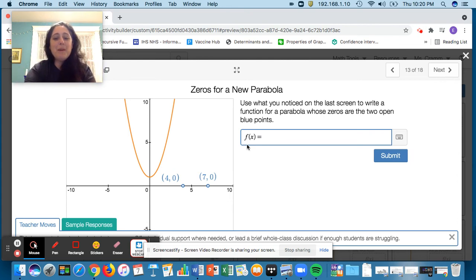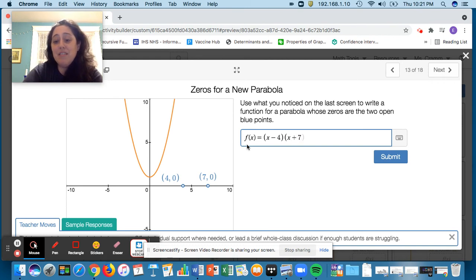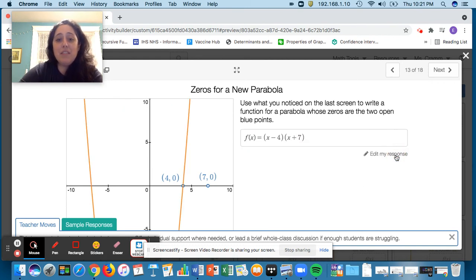So maybe, all right, maybe x minus 4 and x plus 7. Okay, let's see. So I got one of them correct, right? So this x minus 4, if I replace x with a positive 4, 4 minus 4, that's 0. So what happened with the other one?